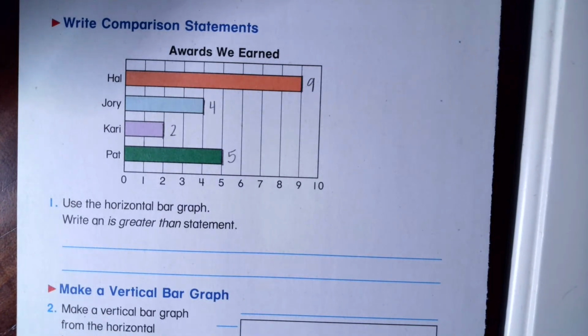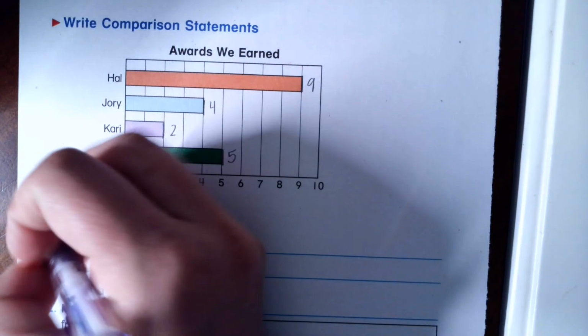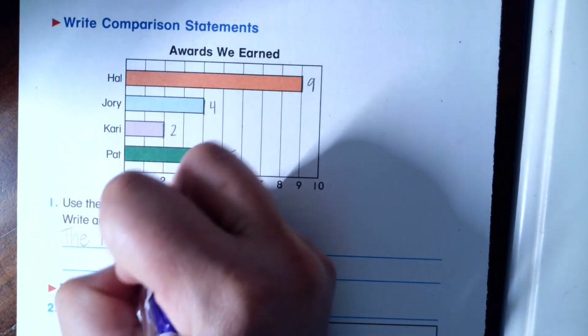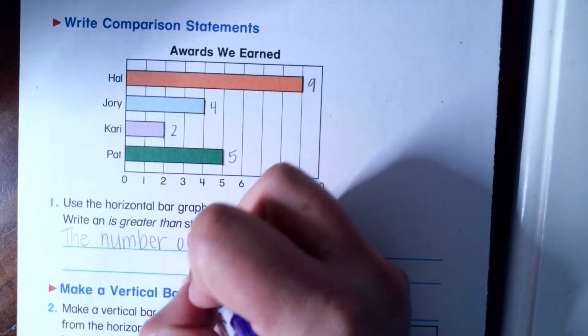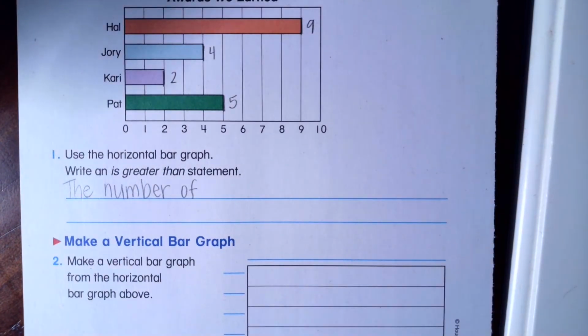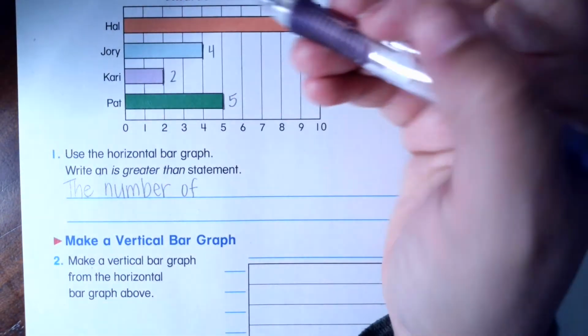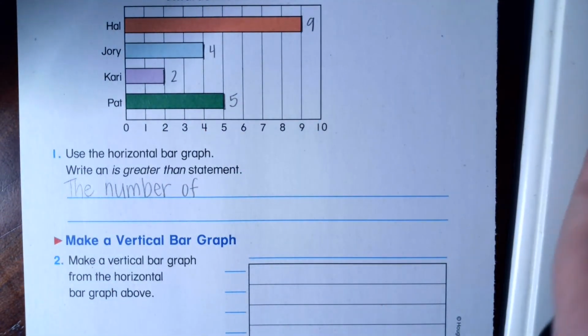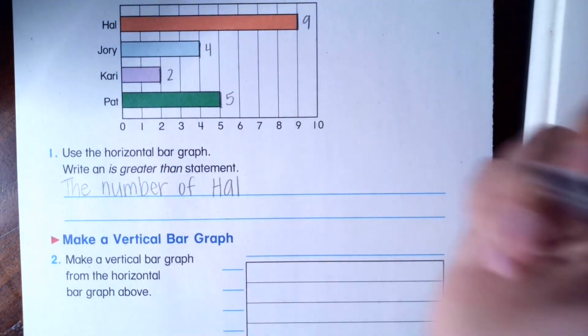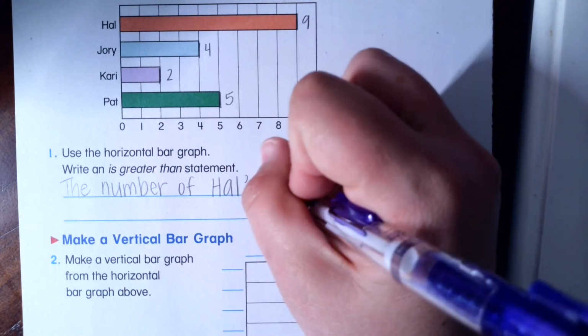So let's get that started. Everyone's going to start with the number of. Go ahead and write the number of. And now you need to choose someone that has more than someone else. So basically, you cannot choose Kari, but you could choose anyone else besides Kari. I'm going to choose Hal, personally, because he has the most. So the number of Hal's awards.